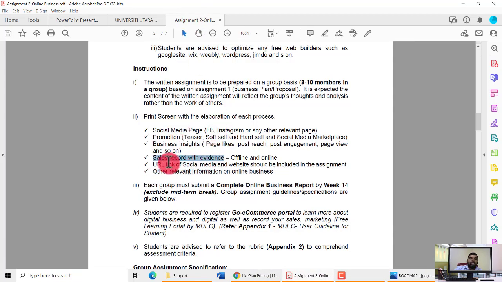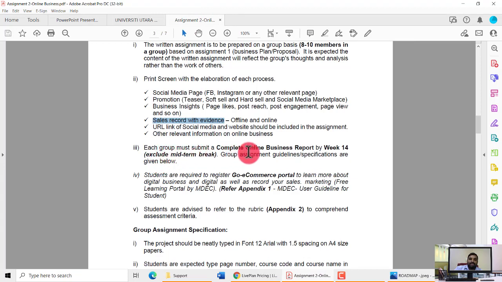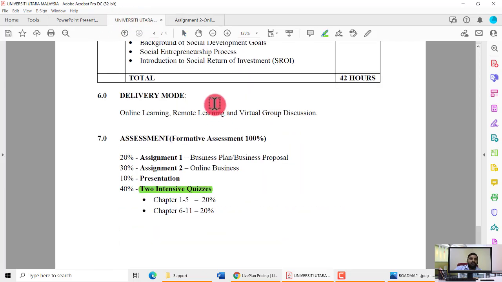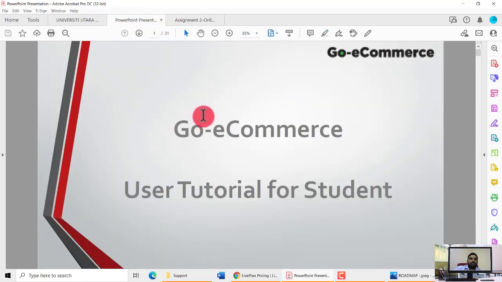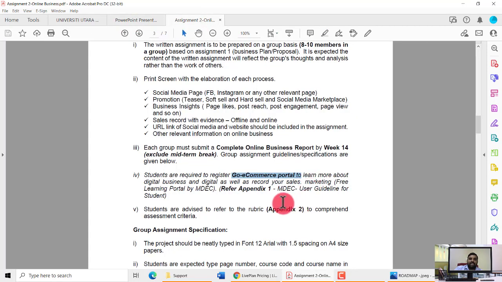So you have to do this, and each group must submit a complete online business report by week 14. After the submission of Assignment 1 in week 12, then in week 14 you have to submit Assignment 2. And this is very important: you have to register on the Go e-commerce portal, which is this one. I will explain to you. You can check how to register on the e-commerce portal.